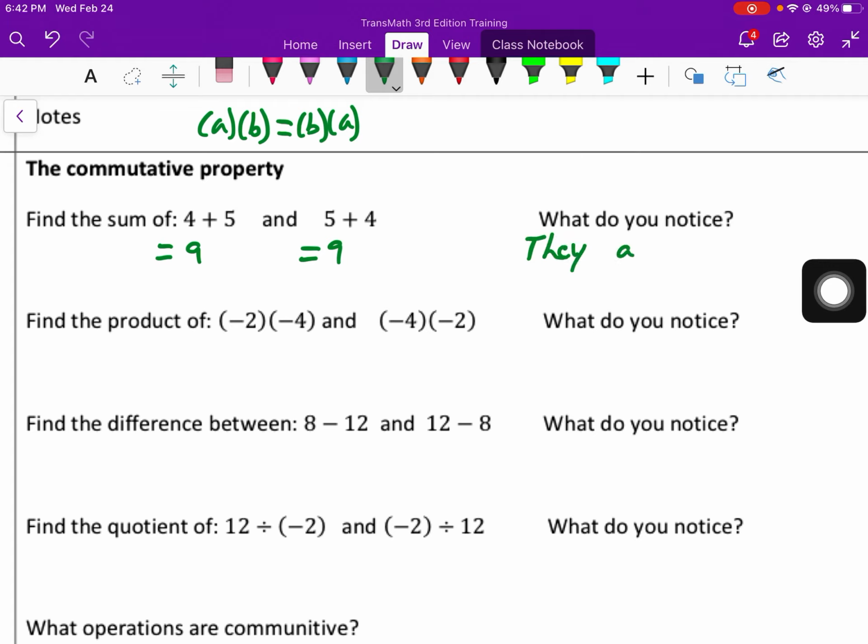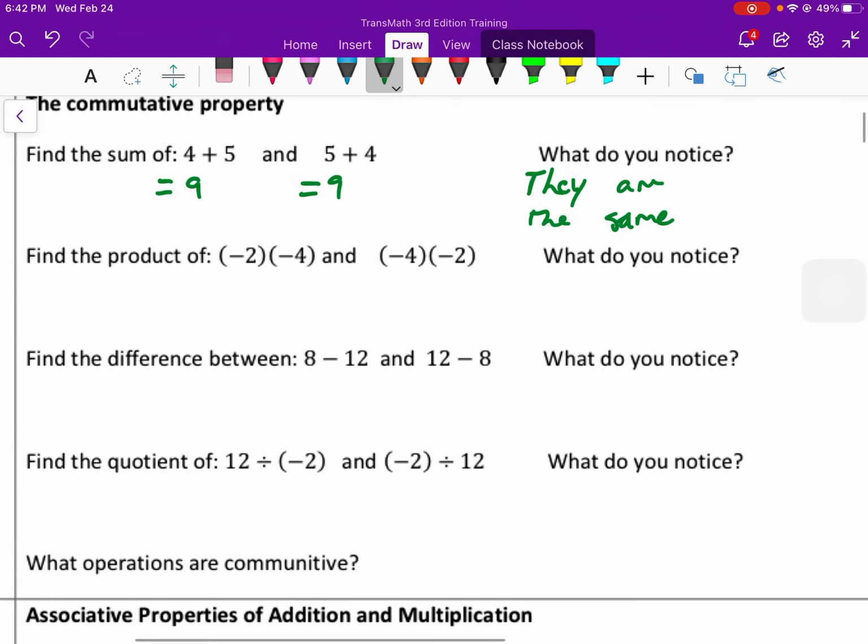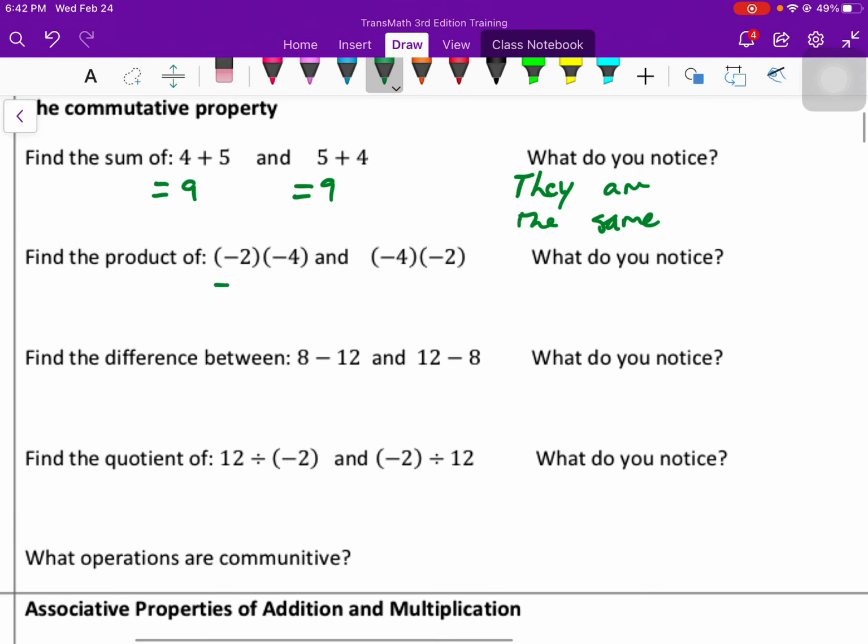They are the same. The product then, if we have a negative times a negative, the signs are the same, so the answer will be positive. And 2 times 4 is 8. And if we rewrite it, signs are the same again, but now it's negative 4 times negative 2, that is also 8. So in multiplication, they are also the same.